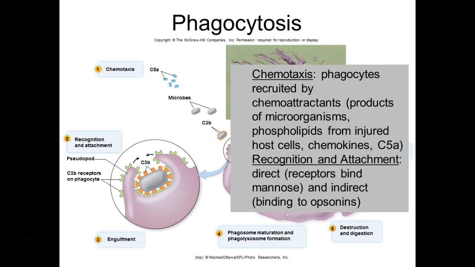And then in the animation and in this diagram, they have a particular molecule known as C5a. The C stands for complement. And complement, remember, is several proteins that are found in your blood. And they're going to leak into your tissues during inflammation. This particular protein, the C5a protein in the complement system, is a chemoattractant. It calls the phagocytic cells to that area.